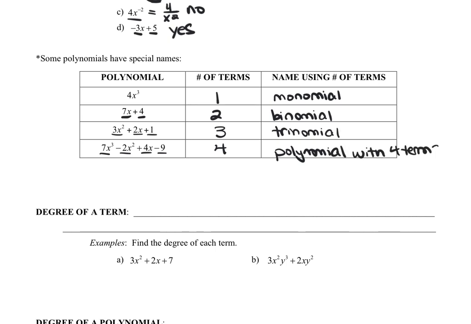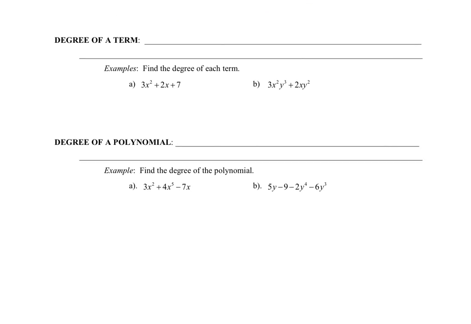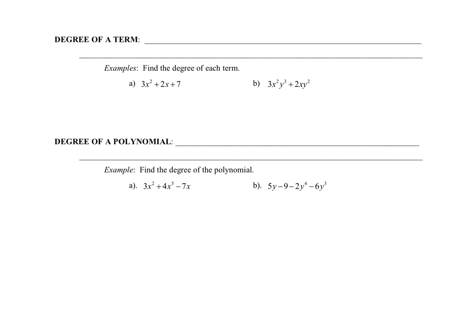So after 3 terms, we don't have any special names that we'll use, and so even if I have something with 6 terms, we would say a polynomial with 6 terms, 20 terms, a polynomial with 20 terms, etc. Those are names you will need to start familiarizing yourself with. Now we're going to look at what is called the degree of a term and the degree of a polynomial, which will then lead us to the back where we'll classify them and give them special names.